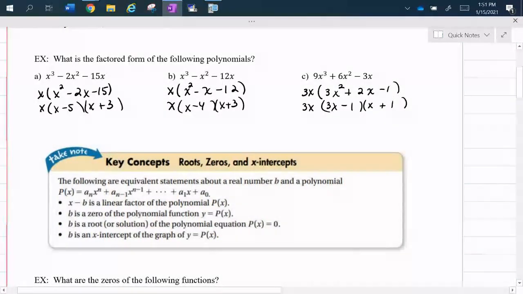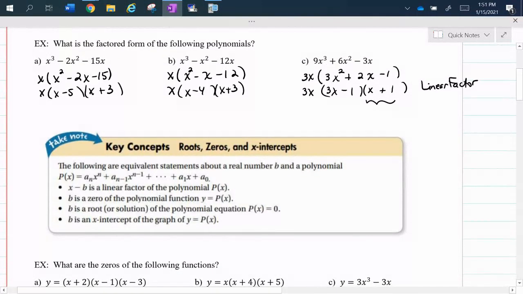Okay, so when we want to put a polynomial into factored form, we look for a greatest common factor, and then we get it into what's called the linear factors. So notice all of these factors have an x to the first, so these are our linear factors. A linear factor tells us a lot about the polynomial. It tells us about what's called the zeros of the polynomial. It tells us what the roots are, the solution of the equation. It also tells us what the x-intercepts are.